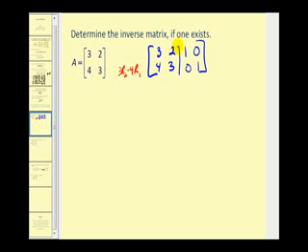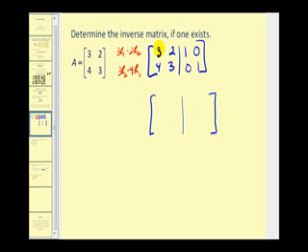And if we want a 0 in this location, the corresponding element is 3. The least common multiple of 2 and 3 would be 6. So we're going to multiply row 1 by 3, multiply row 2 by 2, and then subtract. So we'll replace row 1 with 3 times row 1 minus 2 times row 2. Let's go ahead and do that and see what happens.